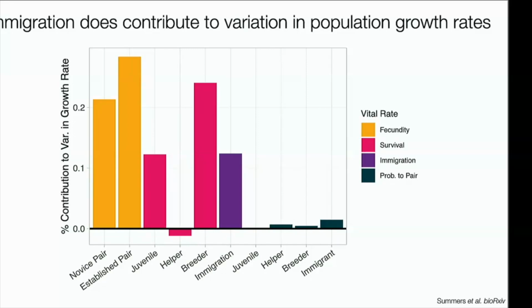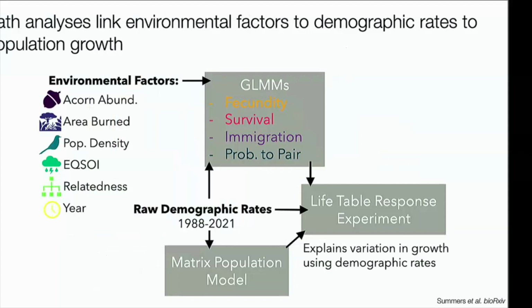Okay, so we wanted to go a step further and explicitly test the impact of factors like inbreeding on variation in population growth rates. We can do this via path analyses. So we took a number of environmental factors that we thought could be important drivers of population dynamics. We looked at acorn abundance. Area burned is just the total area of our study site that was burned within the last 9 years. We also looked at population density, to try to quantify density dependence.